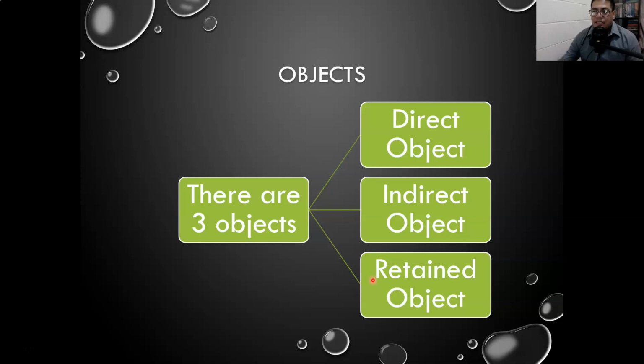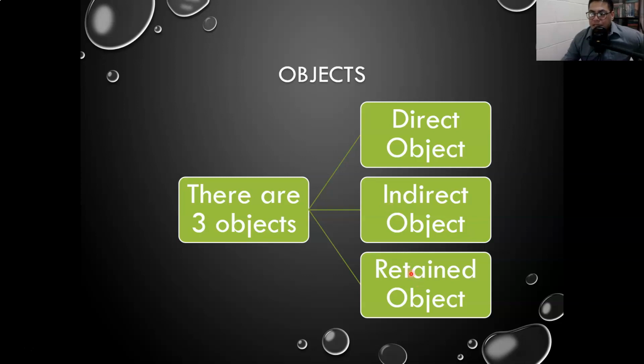I can have a sentence in which I only have a direct object, or a sentence in which I only have a retained object. I also have the possibility to have an indirect object and a direct object in the sentence, yes, but I cannot have just an indirect object. That is not possible. If I have an indirect object in a sentence, and I need you to remember this because it is important, by force I must have a direct object.